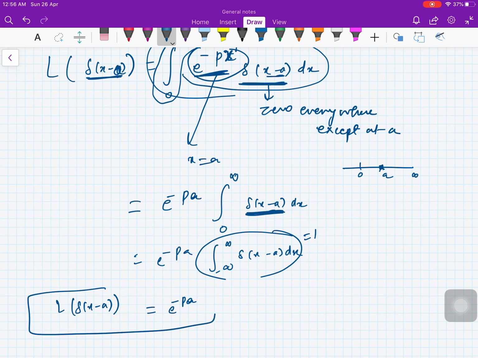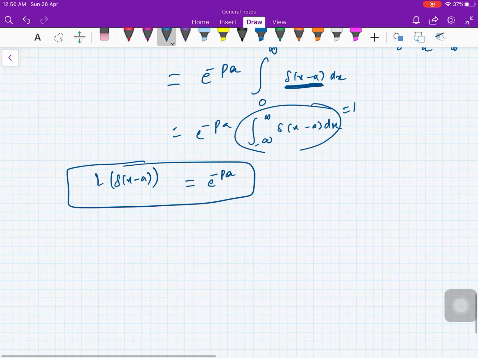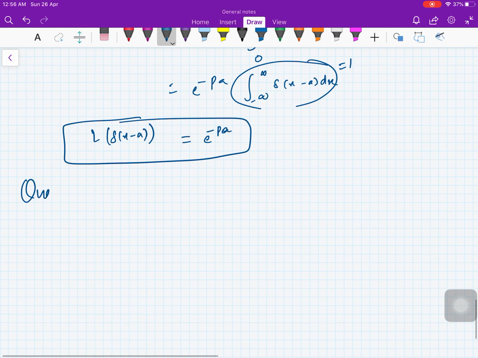I am saying that this is not a rigorous proof, just an intuition of how you can prove that the Laplace transform of the delta function is e raised to minus pa. These two formulas which I have just written may be useful in solving some of the problems. Let me do the problems.